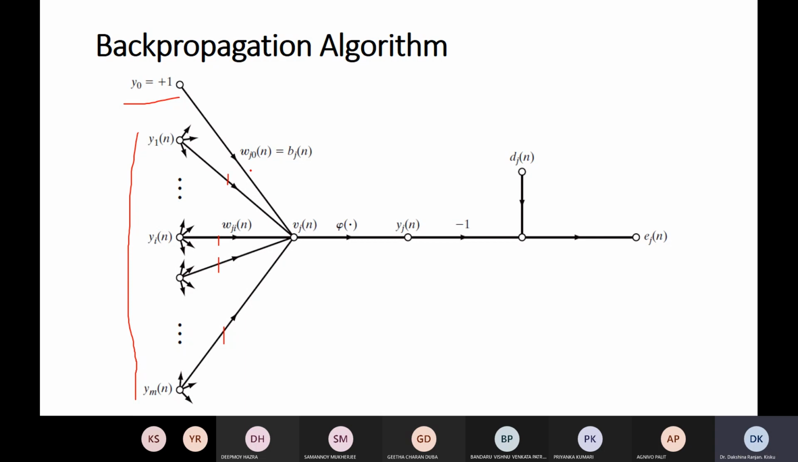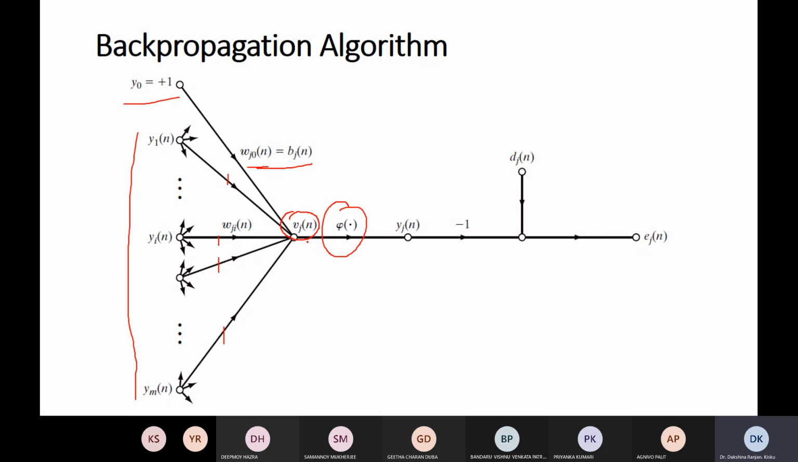Here wj0n is considered to be the bias bjn, and the rest of the weights are associated with the input links to the hidden units in the hidden layer. And vjn is considered the induced input at the activation function. This input to the activation function is nothing but the summation of input signals and weights.